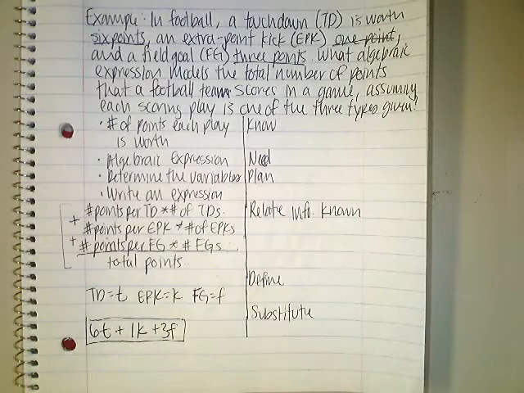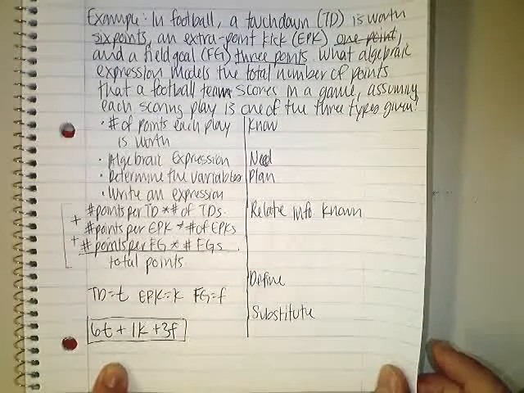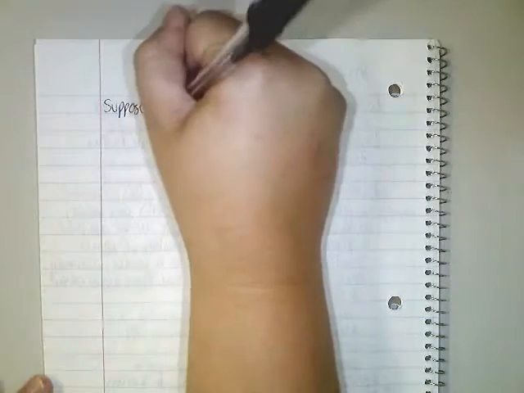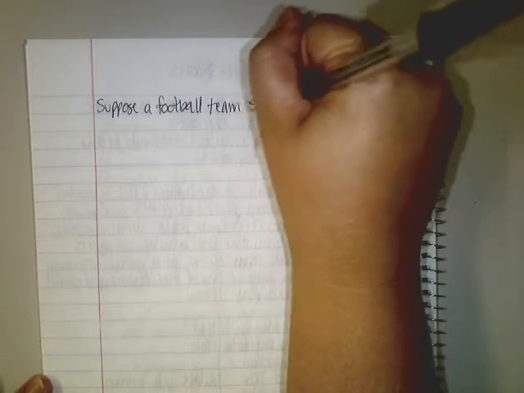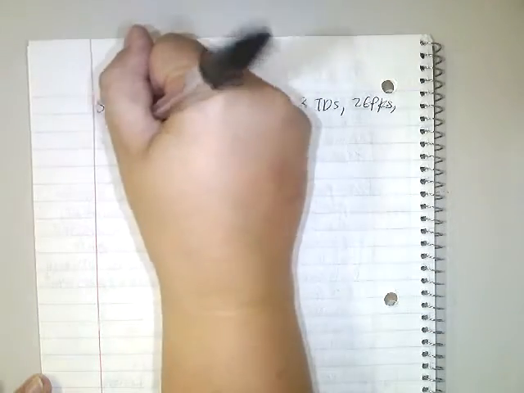I'm going to have us practice actually substituting in here. So I'm going to use this equation in just a second, but I'm going to turn this page for more space, so follow along. So suppose a football team, for part 2, scores 3 touchdowns, 3 TDs, 2 EPKs, and 4 field goals. How many points did the team score?